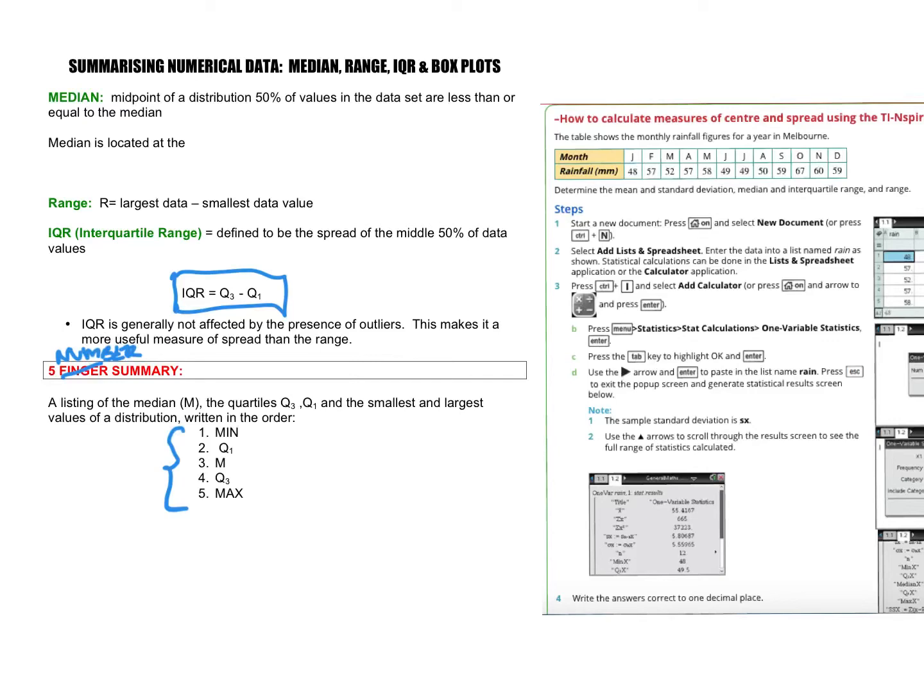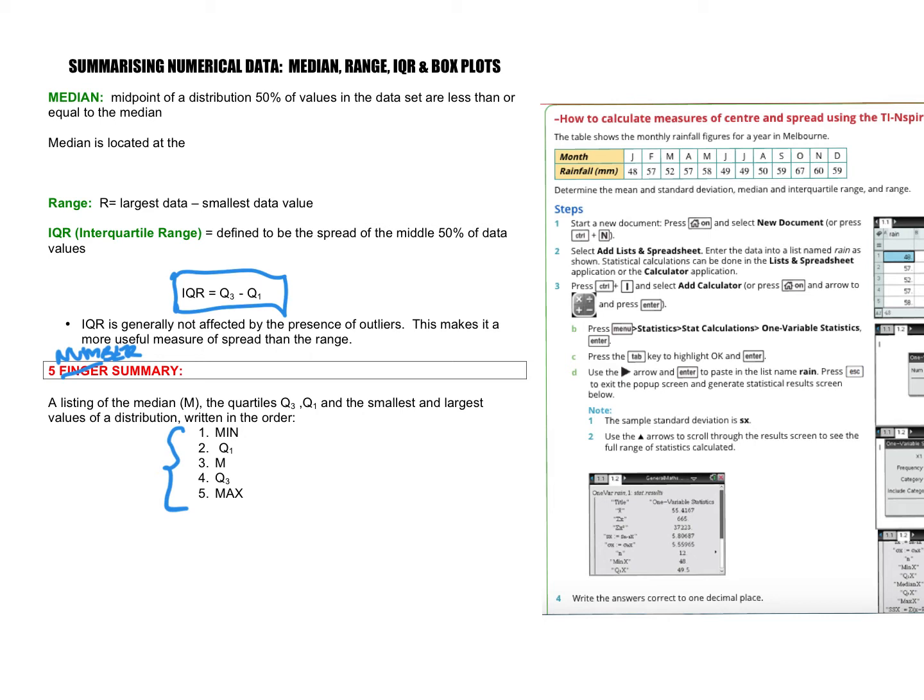So today we're going to look at summarizing the data. We have a list of data and we often get a whole heap of summary statistics. I did show you how to do this the other day, but we'll go through it again. So summarizing the data, we will look at things like the median.